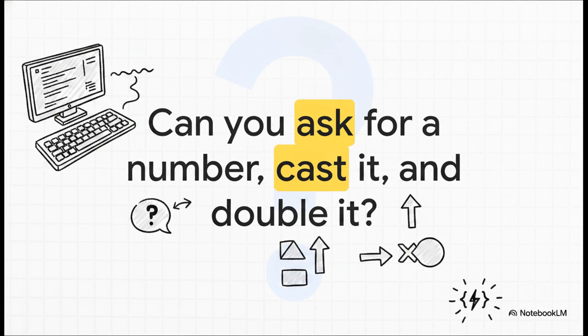Can you go to your IDE right now and write a program that asks the user to type in a number, uses casting to turn it into an integer, multiplies it by 2 to double it, and then prints that result back to them? I know for sure you can do this. Get out there, start typing your syntax, and watch your code come to life.